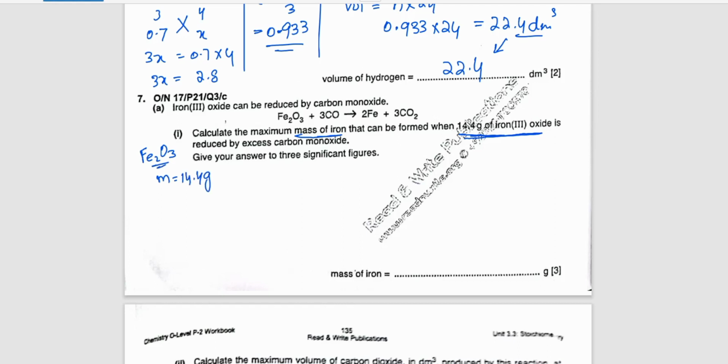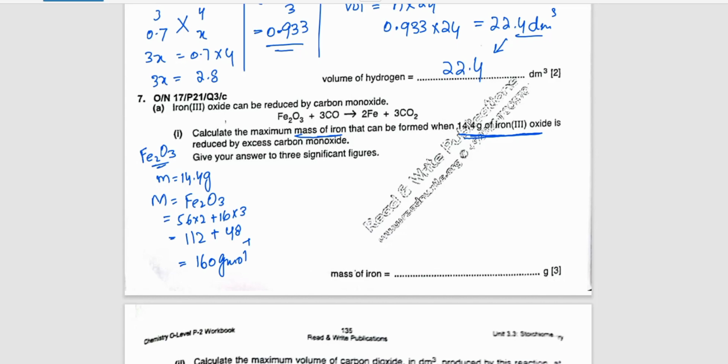So its molar mass, Fe2O3. Let's write the molar mass. We have to find 56 multiplied by 2 plus 16 multiplied by 3. It becomes 48 plus 56 multiplied by 2, which is 112. So 112 plus 48 is 160 gram per mole.